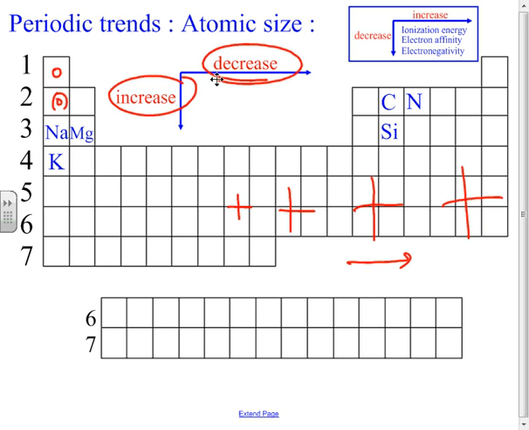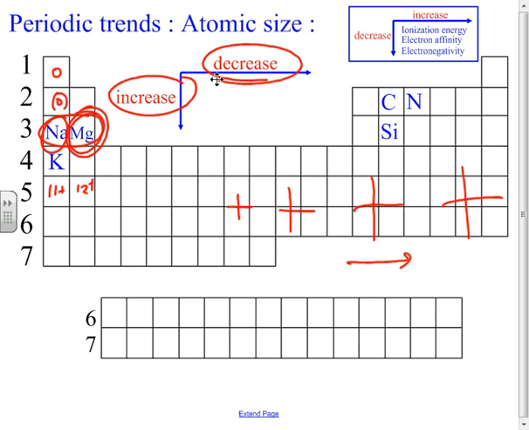And if we were to compare sodium and magnesium, then sodium would be larger than magnesium. Sodium has 11 protons, magnesium has 12 protons. The greater nuclear charge makes the electrons get pulled in tighter, making magnesium smaller than sodium.